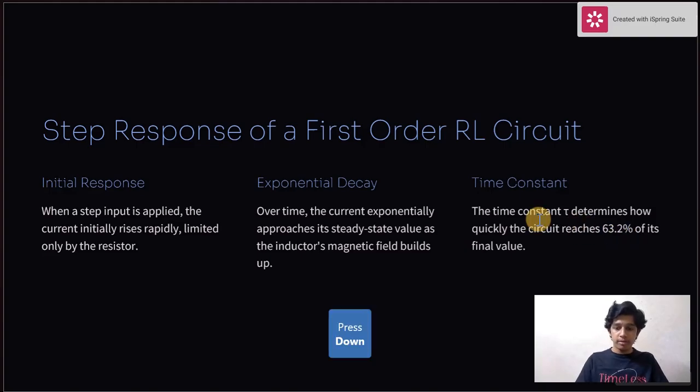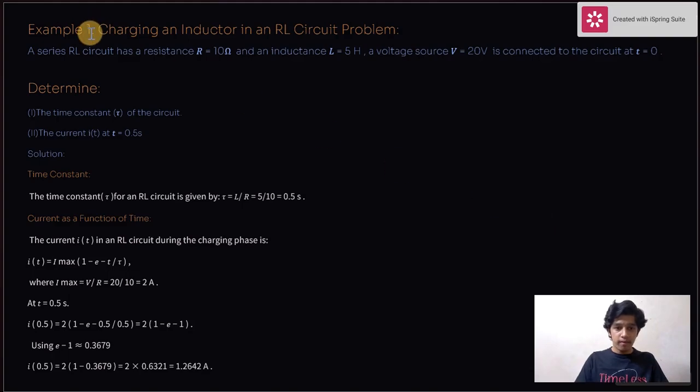Now let's discuss some problems based on RL circuits. Example 1. The first type of problem is charging of an inductor in an RL circuit. Question. A series RL circuit has a resistance R equal to 10 ohms and inductance L equal to 5 henry, and a voltage V equal to 20 volts is connected to the circuit at time t equal to 0. Determine the time constant of the circuit and the current I of t at time t equal to 0.5 seconds. Time constant. It is given by the formula L by R, which is 5 by 10, equal to 0.5 seconds.